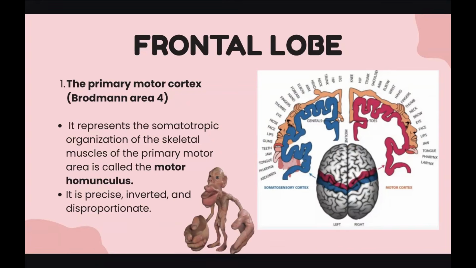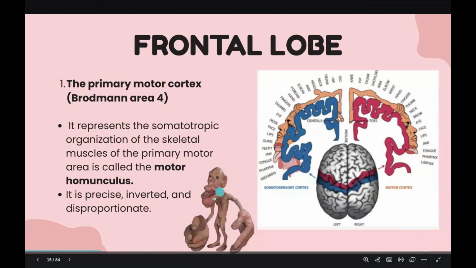All right, but something really important you need to know related to this motor cortex area is that it represents the somatotopic organization of the skeletal muscles of the primary motor area, representing it in the motor homunculus. This is a very traumatic figure that we need to memorize in medicine, and I apologize for it, but it is really important. This homunculus, which is Latin for little man.